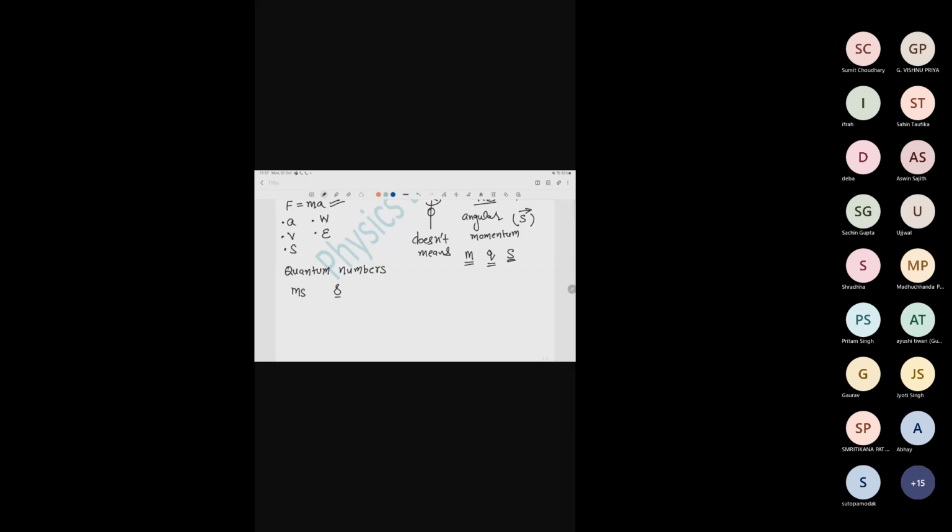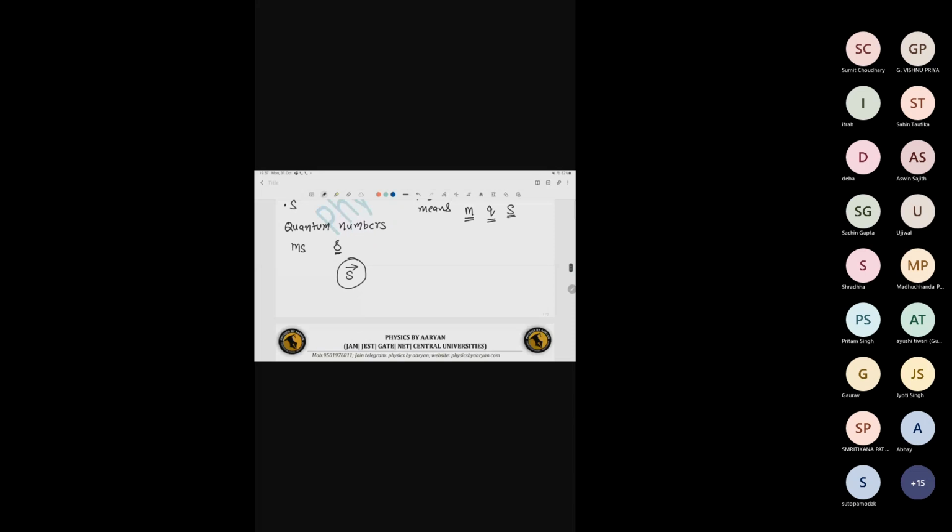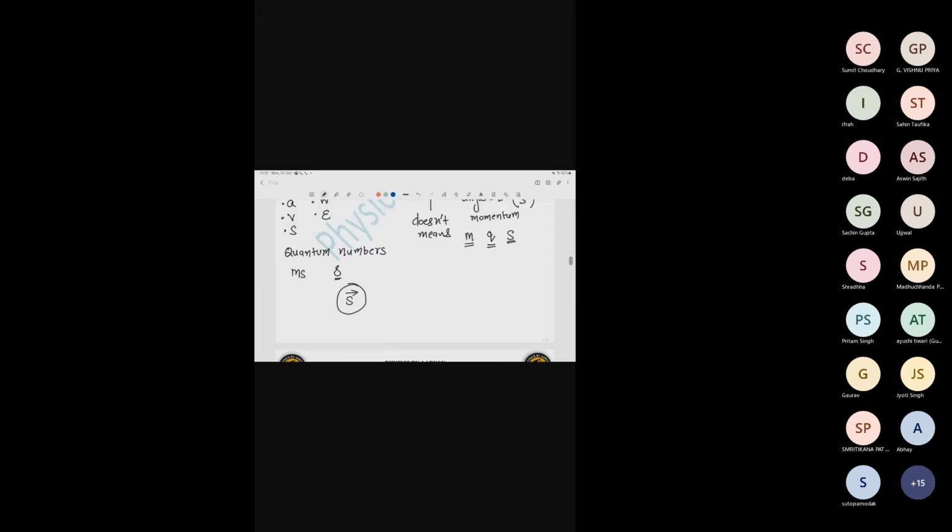What is s? Small s describes the magnitude of this angular momentum. Electron has an angular momentum as a vector. Since this is a vector, one thing is its magnitude, and the second thing is its direction. So small s is required to know the magnitude of this angular momentum, and ms is required to know the direction. How these two quantum numbers tell us the direction and magnitude of this spin angular momentum will be discussed in the third lecture.